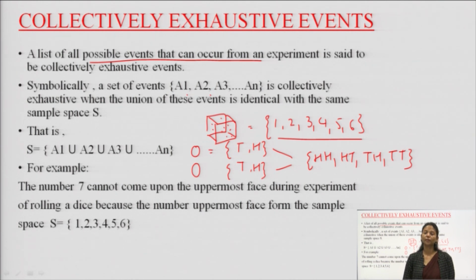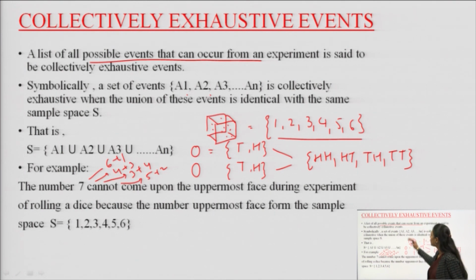But what if I have 2 dice? In order to obtain 7, I can have 6 plus 1, I can have 4 plus 3, 3 plus 4, and I can even have 5 plus 2 or 2 plus 5, but I need to have 2 dice. So, this is all about what exhaustive events are. Exhaustive means you are supposed to exhaust all the outcomes which can come. We are supposed to know what all can come. So, they are called exhaustive events.